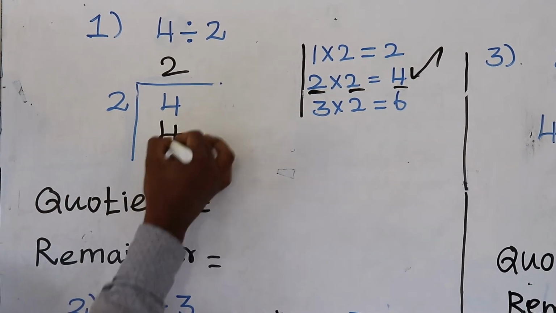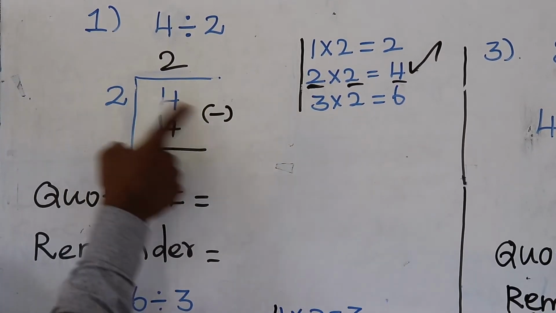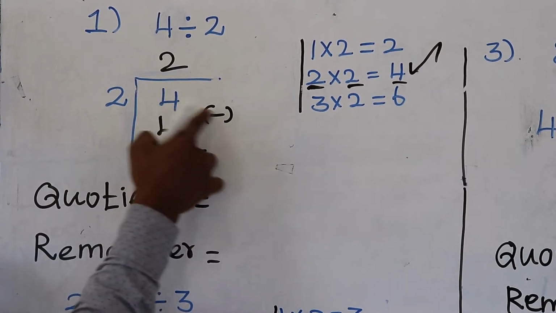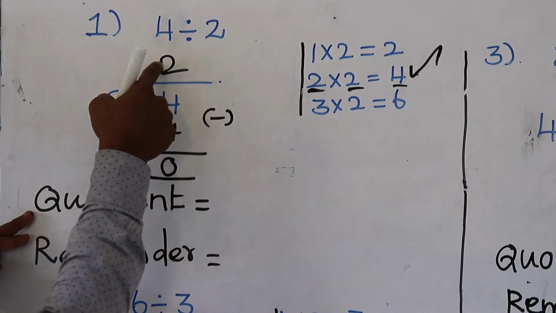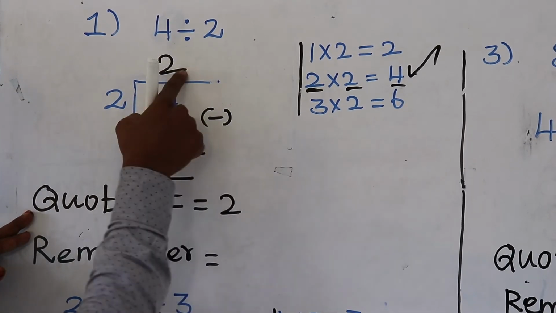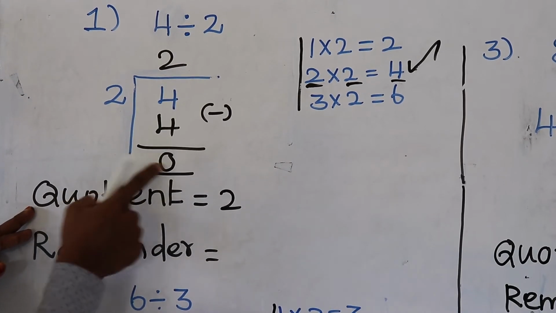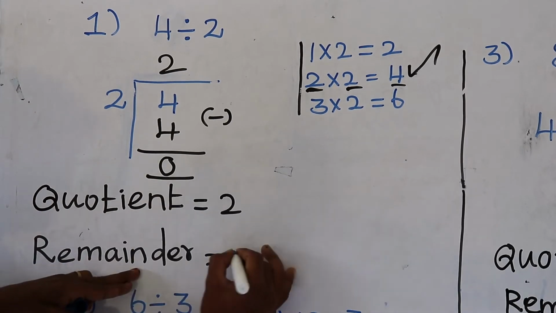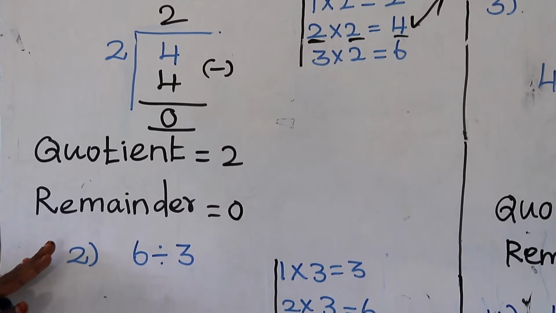Write 4 right here downside. Now subtraction. 4 minus 4 is equal to 0. So now the quotient value is 2. This is the quotient value. Then next, the remainder value is 0. This is the remainder value. So the remainder value is equal to 0. So the first sum is finished. Next, the second sum.